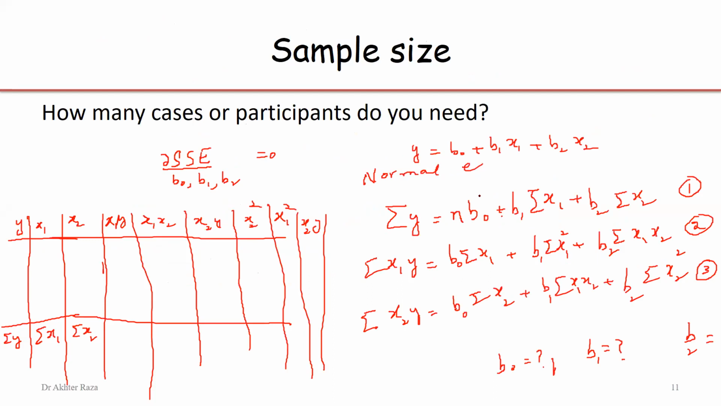Now, what is to be done? You have to put these totals into these three equations. Then solving these three equations simultaneously will give you the values of beta naught, beta 1, beta 2. This process is called model learning, and it is also known as model fitting.